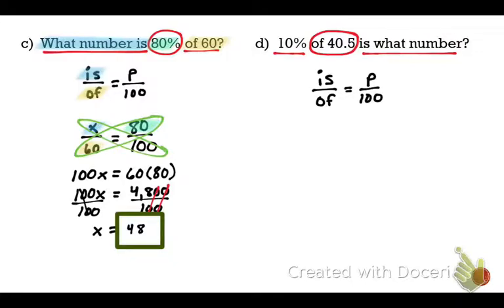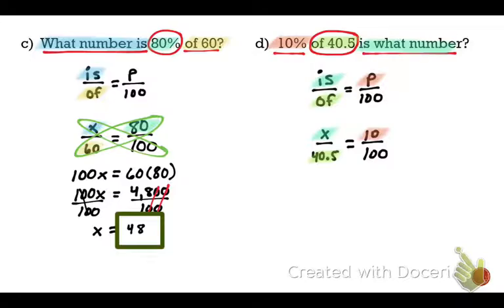All right, Jonathan, back to you. Do we know our is? It's an is, okay? Since we don't know it, we're just going to keep it as plain old x. Is over of. Jonathan, do we know our of? Yes. What is it? 40.5. Okay, so we're going to plug that in there as 40.5. Do we know our p? Yes. What is it? Okay, 10%. So instead of p over 100, what will I put? Okay, 10 over 100.